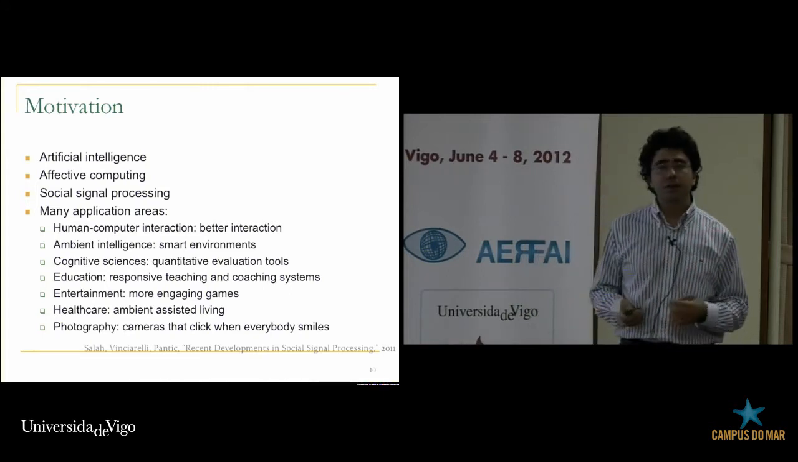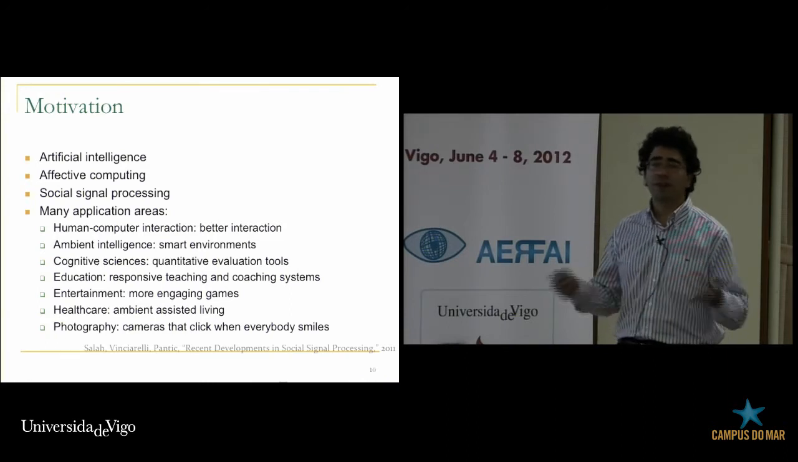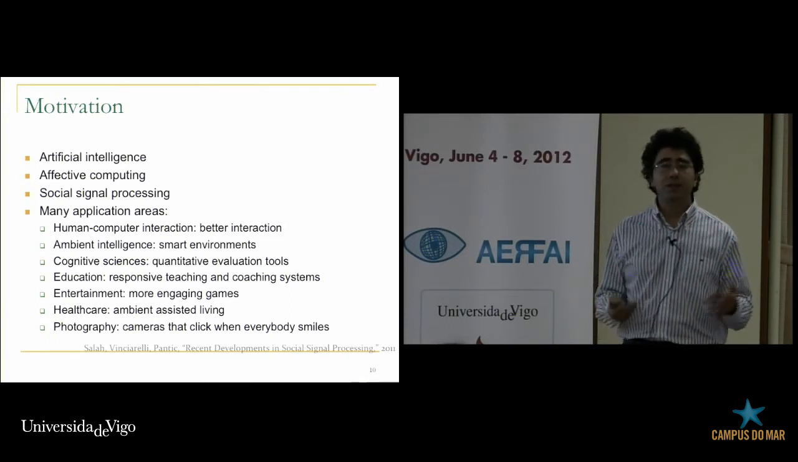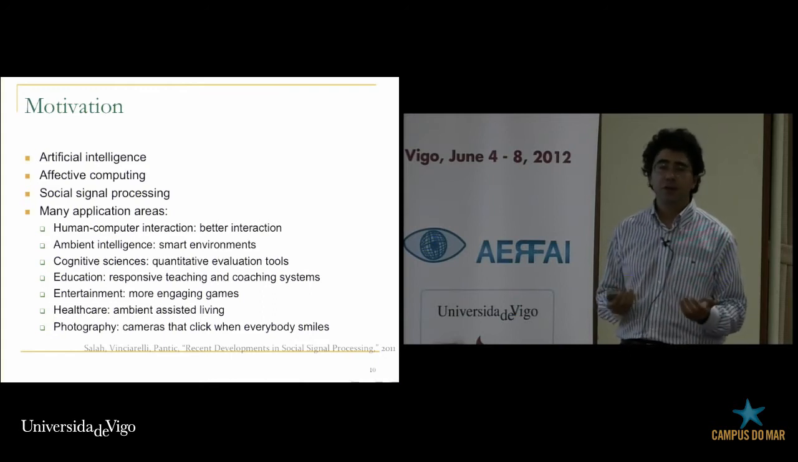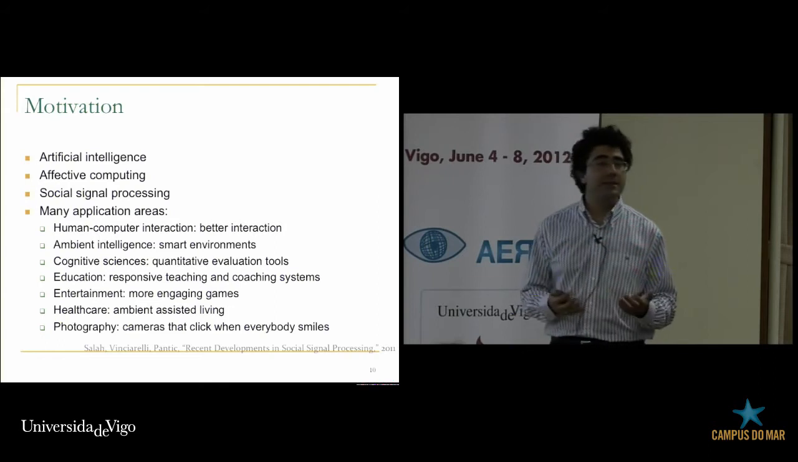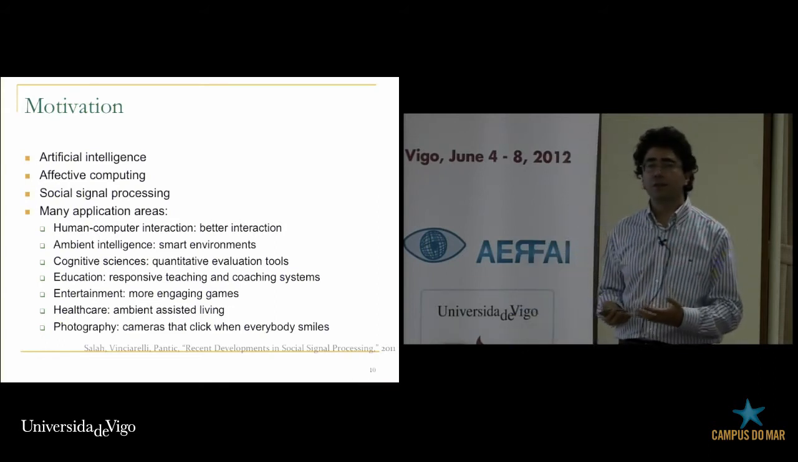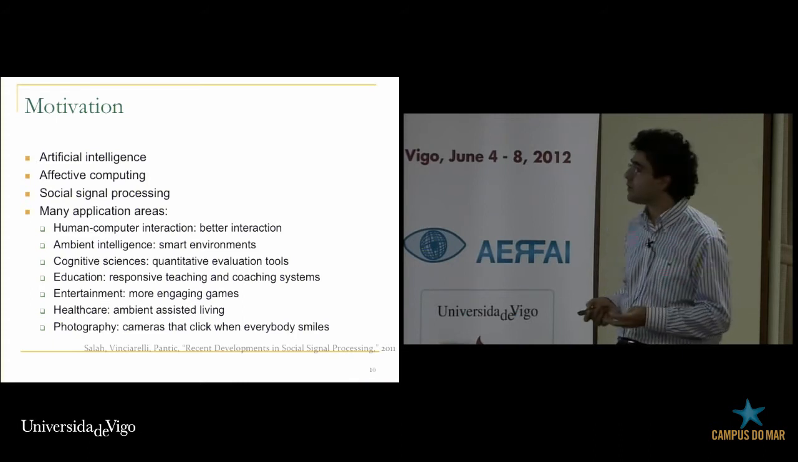Education, for instance. Now there's a big aim of providing education to the masses over the internet. But all these systems are very non-responsive. They can't track whether a student is bored or attentive, etc. So if you can add some facial analysis to these systems, it can be very useful.